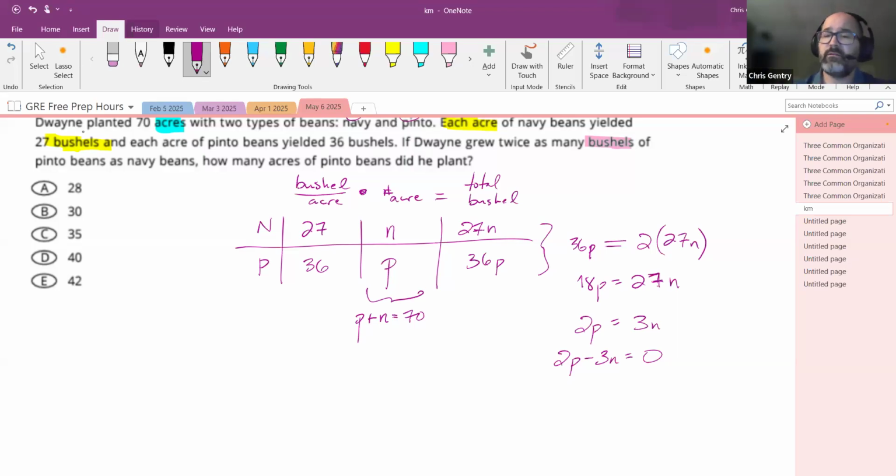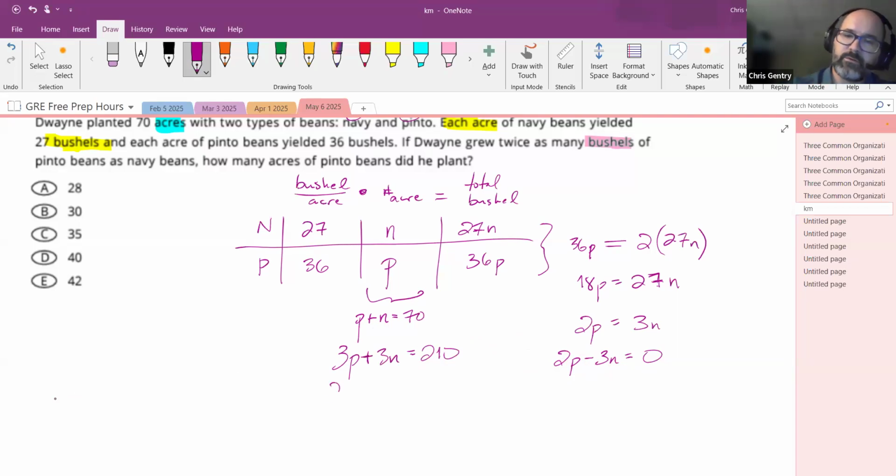The idea behind this idea of stacking is that you want to have one variable that has the same coefficient, the same number in front of it. So with these 2 equations, I either want to have a 2 in front of the p in both equations or a 3 in front of the n in both equations. In this instance, I'm going to choose to put a 3 in front of the n in both equations. So I'm going to make the p plus n equals 70, multiply everything by 3 there, and get this.